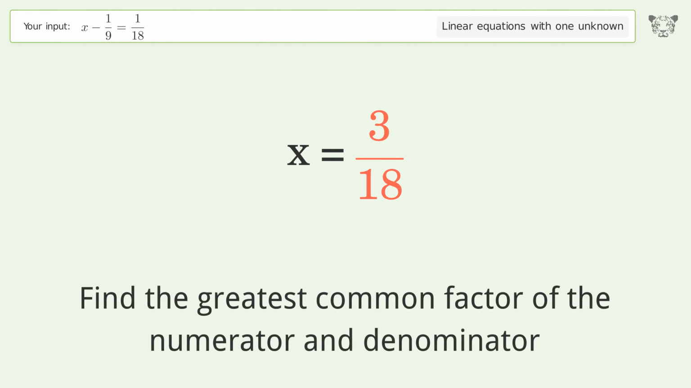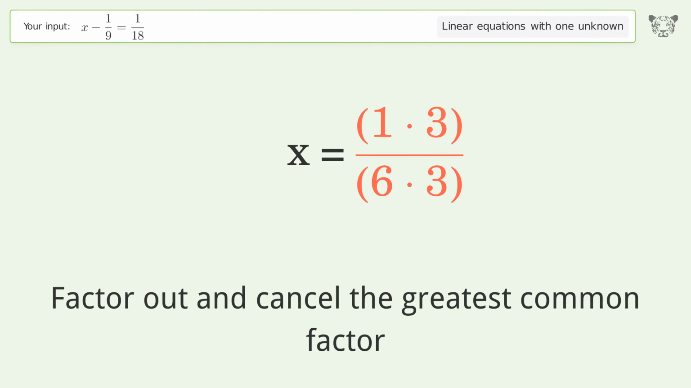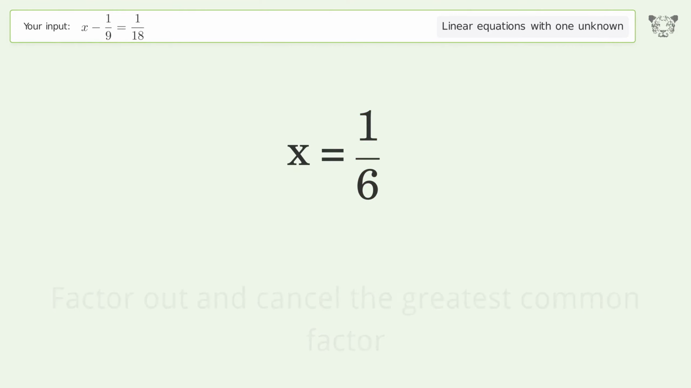Find the greatest common factor of the numerator and denominator. Factor out and cancel the greatest common factor. And so the final result is x equals 1 over 6.